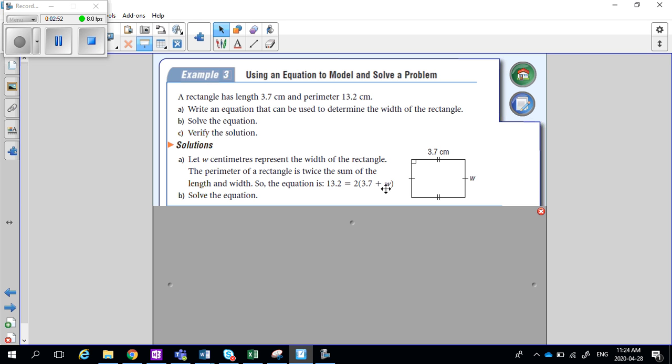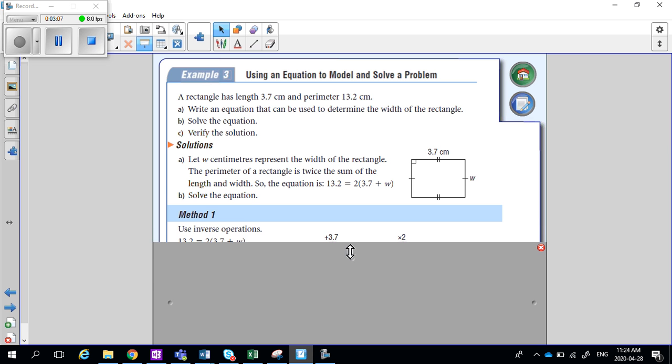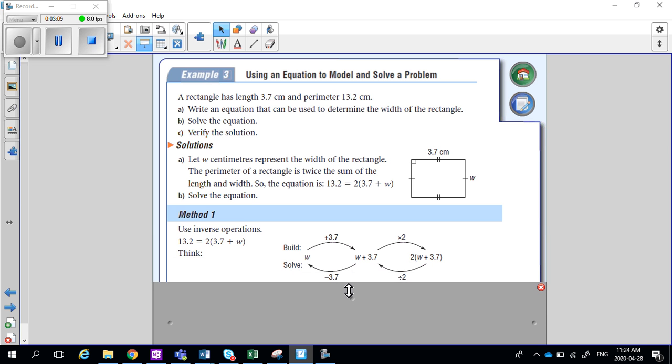So now how are we going to solve that? We have to figure out what that W is. So there's 2 parts here, okay? There's 2 things we have to do. We have to undo this multiplication, and we have to undo that addition. Okay, so we have to figure out what we're going to do first. Okay, so we could use inverse operations here.